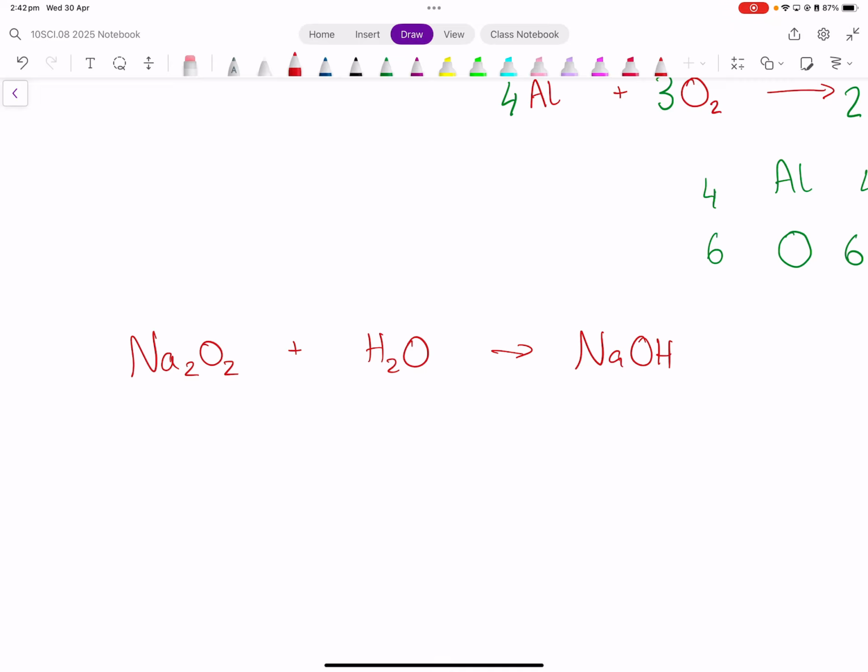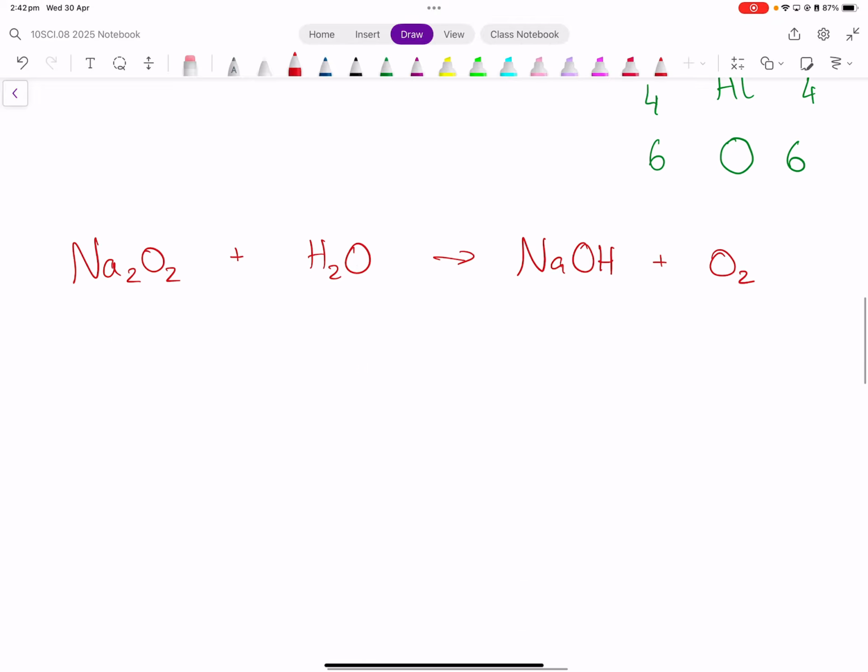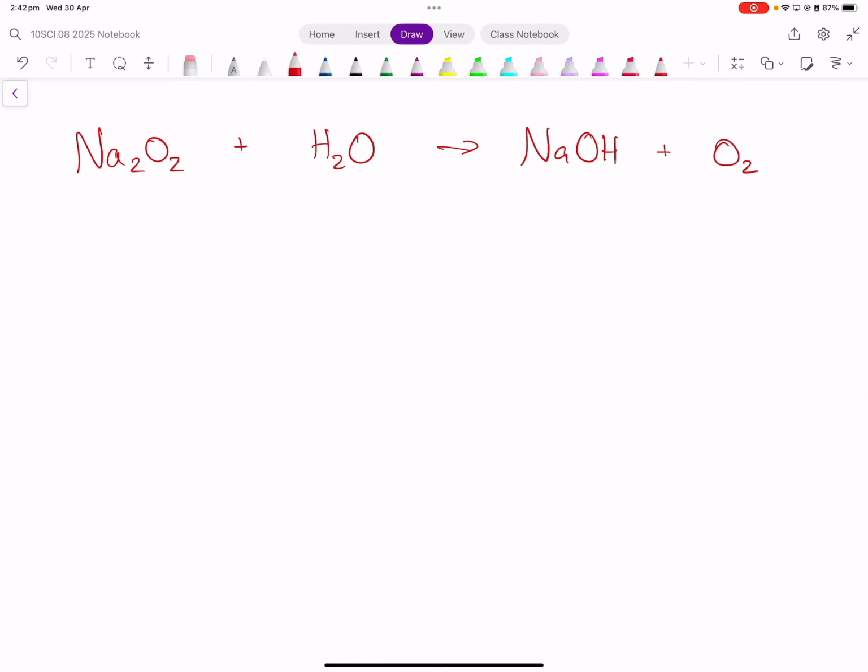And what was the final component? Oxygen gas. The order was element, oxygen, hydrogen. Correct. Element, oxygen, hydrogen. So what we're going to do now is we're going to write, first of all, the elements. So the first element is sodium. Next is oxygen. Last is hydrogen.